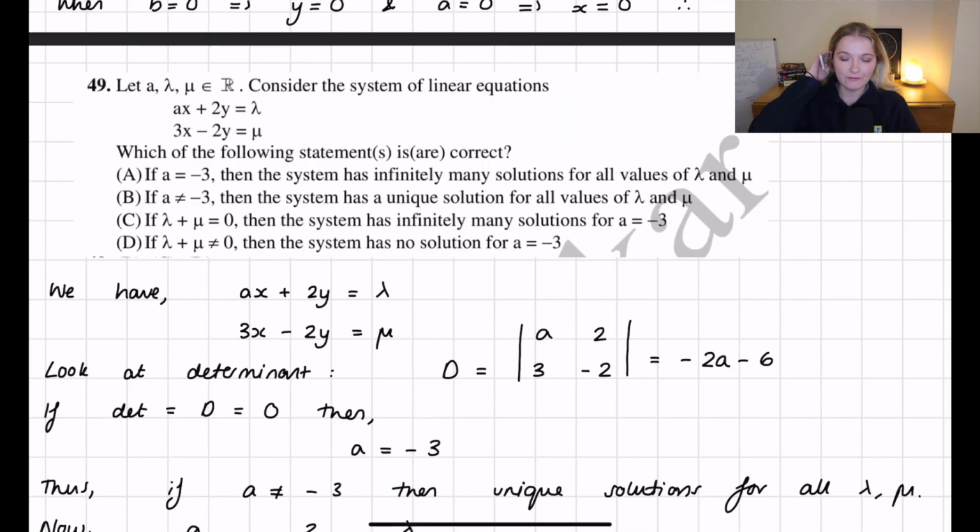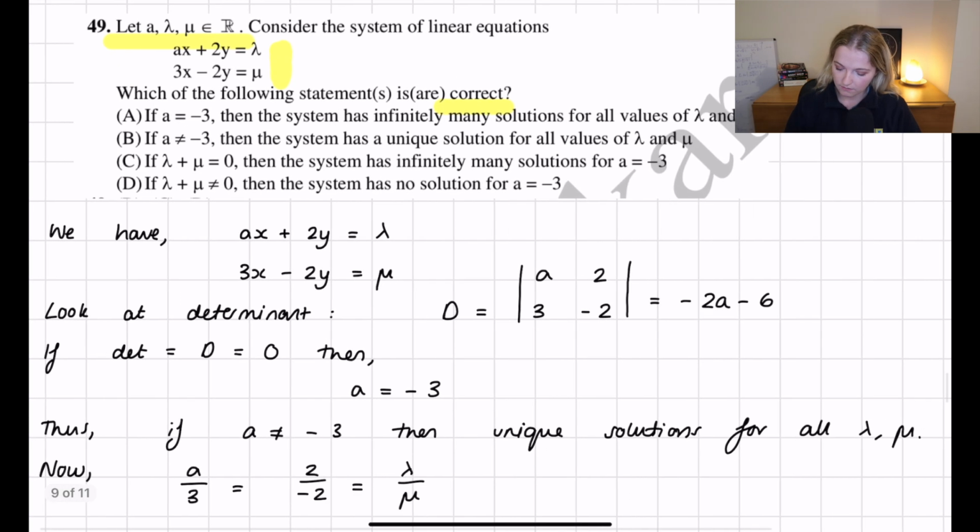Okay, two questions left of section 2. We have that A, lambda, mu belong to the reals. We have this system of linear equations, and we're asked to deduce which of the following statements are correct. First things first, let's write the system of linear equations. Now, we can immediately look at the determinant of this system, which is given by this here, and we can deduce that it's minus 2a minus 6.